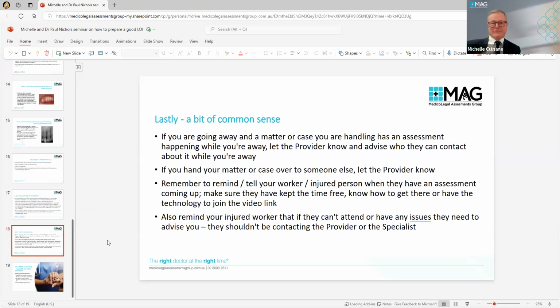And here we go, a little bit of common sense. If you're going away and a matter that you have been handling has an assessment that's going to happen while you are away, let the provider know, or the medical practitioner and their PA if you're dealing directly with the doctor. Let us know. My name's Steve. I'm handling the Jones matter. Dr. Smith is going to be assessing this tomorrow, but I'll be away for 2 weeks. In my absence, please make sure that you communicate with my colleague, Louise. That way we can update our records. And if there's anything urgent, Louise has been authorised by you to make decisions, to receive the report, to receive any inquiries, and we know who to send it to.